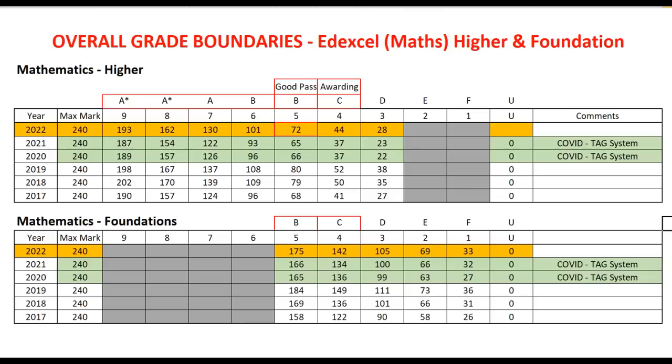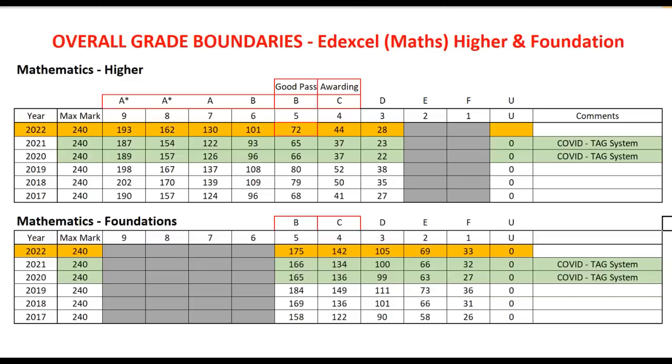If you want to have a strong pass, which we call a good pass, you need to score a total of 72. If you're a higher paper student and you're scoring 72, that means a good pass. Then 101 is the B, and then 130 is the A, and if you are scoring above 162, it's considered the A star, which is level 8 and level 9. If you put that in the number scale, grade 9 is 193 and above, and 162 is 8 and above. Total marks is 240. That is for the higher tier paper.